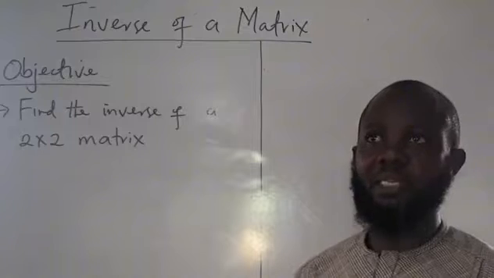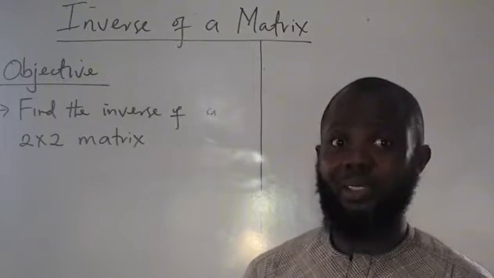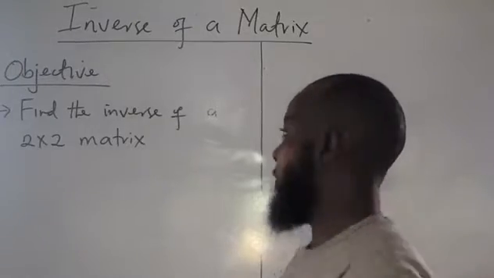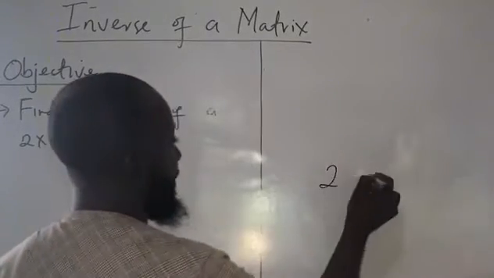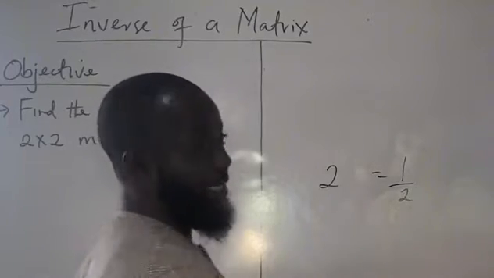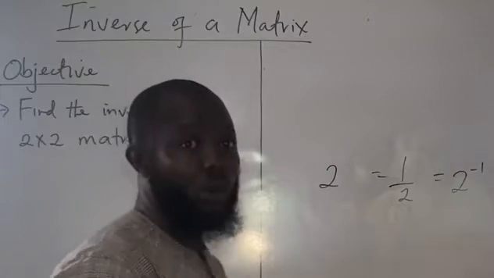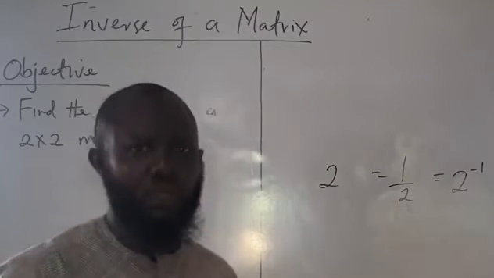Now when we talk about inverse, what should come to your mind is that we're talking about a reciprocal of something. The reciprocal of 2 is what? 1 divided by 2, right? It can be written as 2 raised to minus 1. This is what we call the inverse. So this is what we want to look at.